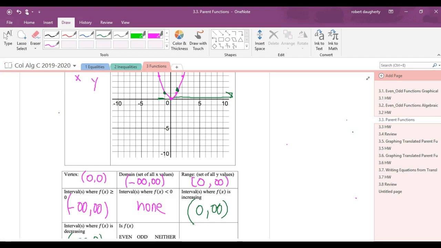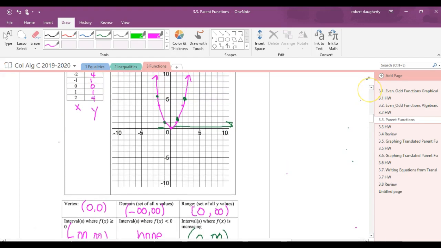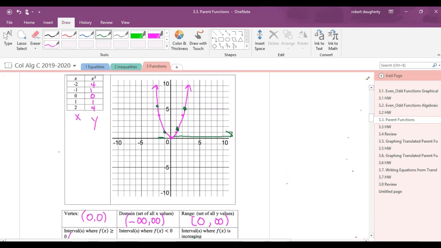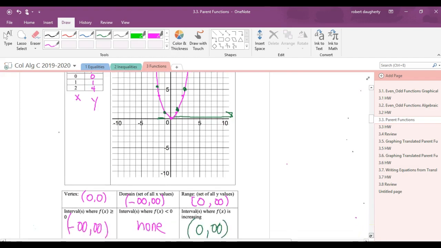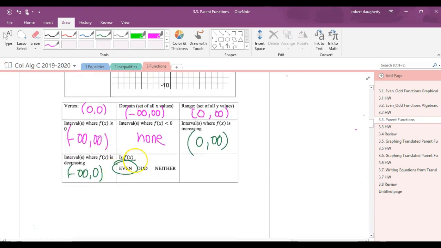Is this function even, odd, or neither? It is even. Why is it even? You look at it, it's symmetrical about the y-axis. So this is a function that is even. And there we go. That is our first dance move. We called this one the what? Touchdown. So anytime I say x squared, it's going to look like this.